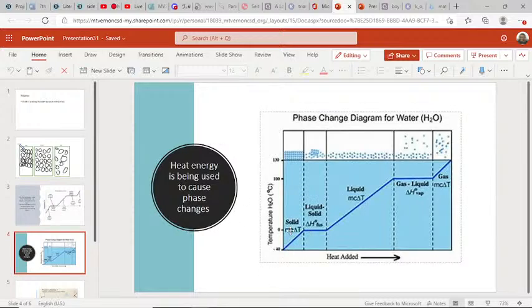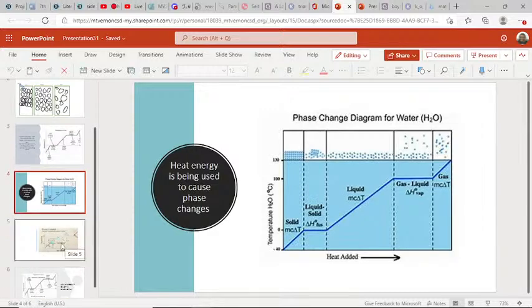Also, this diagram tells you about the boiling point and the melting point, in temperature in Celsius. It also gives you a diagram of how the particles look. And heat energy is basically used to cause phase changes for a lot of them.